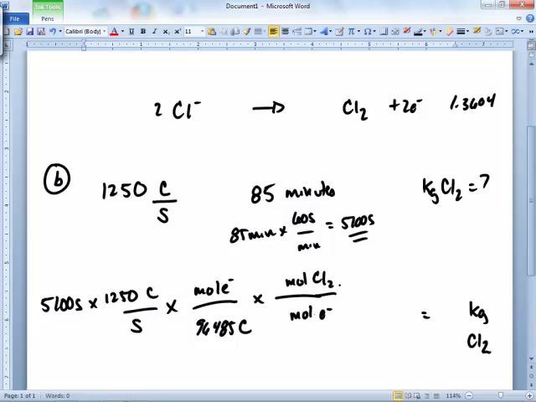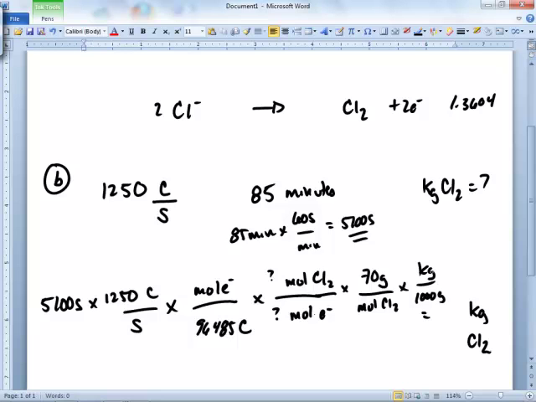Oh, maybe I don't need the overall reaction. I can just use that half reaction, right? Might be easier. But anyway, we'll get it in there. Then I want to go from moles of chlorine into grams of chlorine. A mole of chlorine is about 70 grams, 70.1 maybe. Then into kilograms: 1,000 grams in a kilogram.